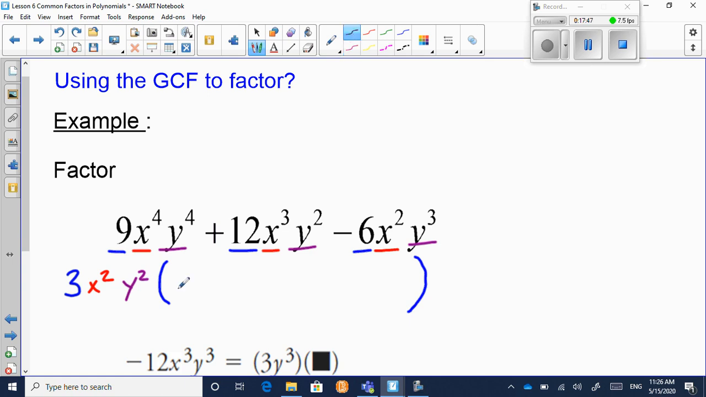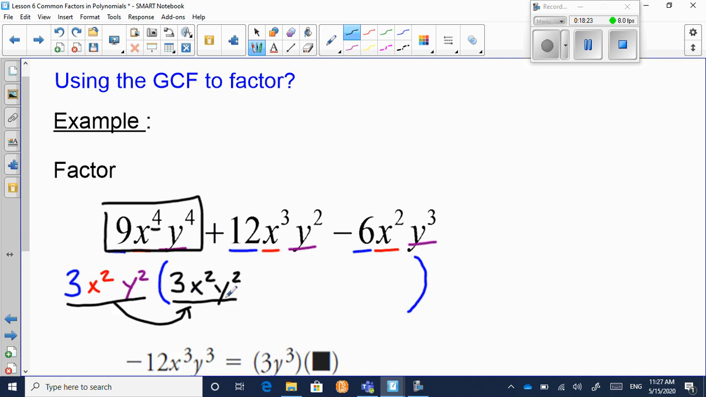And then I just have to write in the brackets what's left, what I'd have to multiply to get back to the original term. So here we go. I'd have to multiply this times what? Well, from a number standpoint, I'd have to multiply it by 3. From an x standpoint, I'd have to multiply it by x squared, because remember with exponents, we add the exponents. So x squared times x squared would give me the x to the 4th. And then for y, it would be y squared. So there you go. If I multiplied this times this, I would get my first term.